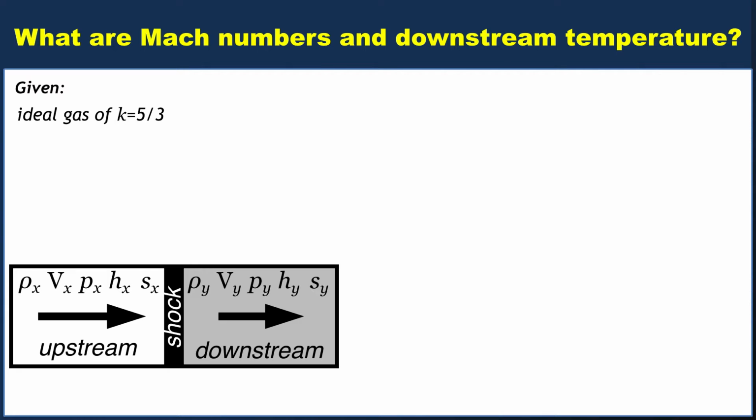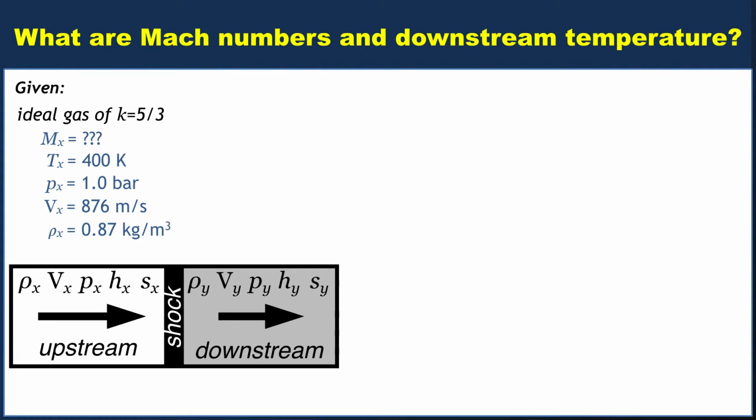Now, we need more information to do anything interesting, but we don't know the Mach number, of course. But let's say that upstream we do know things like the temperature, pressure, the velocity, and the density. And, of course, we know that a shock forms. That's important. Downstream, oddly enough, we don't know anything. So we don't know the downstream Mach number, we don't know the downstream temperature, and we're not given any other information.